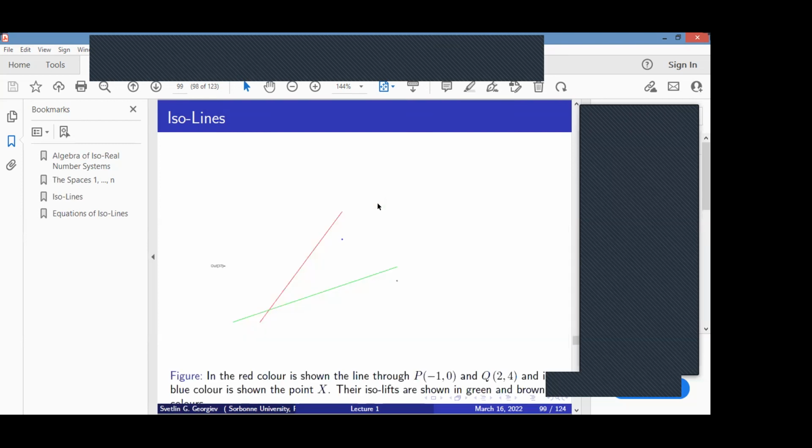So in the next example, we take another combination of isotopic elements. Then we see that this example shows that the point X is not between the points P and Q, and the corresponding isolift is not between the points P and Q.